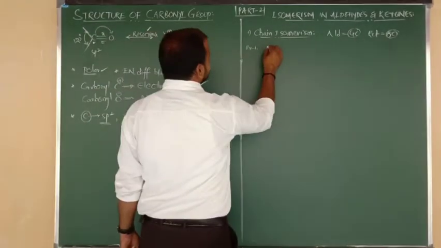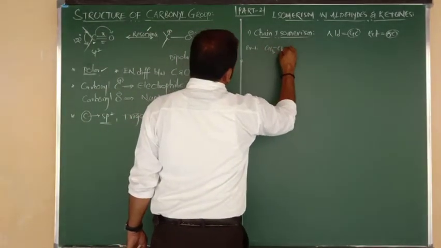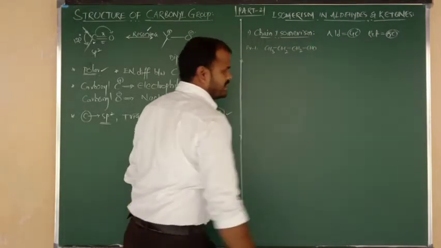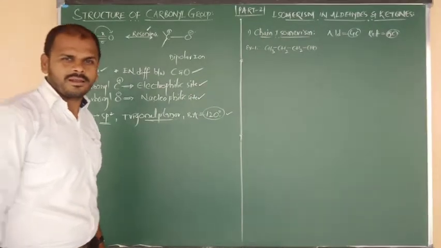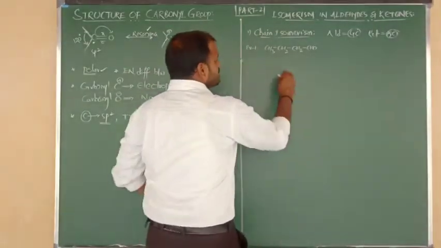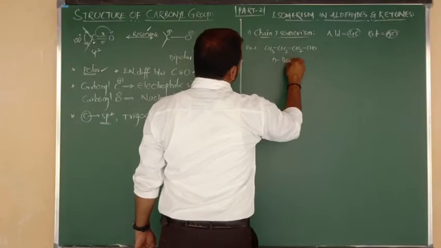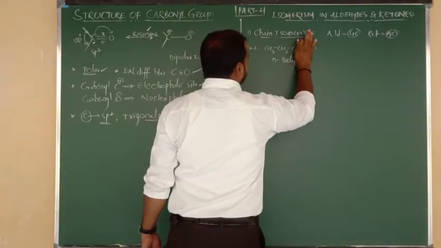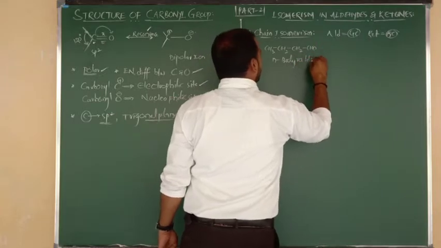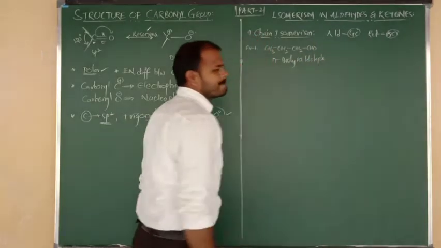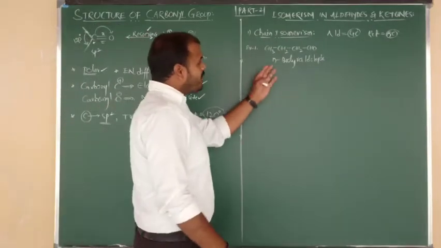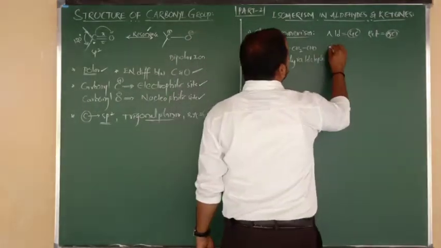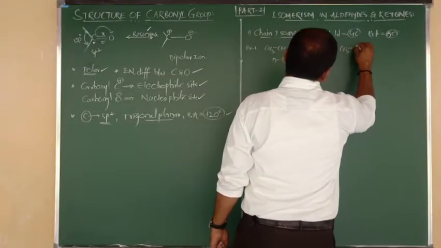So the example is CH3 bonded to CH2, again bonded to CH2, next CHO. It is a 4 carbon aldehyde, but this is in normal form, so the compound name is butanal, and also we can say n-butyraldehyde. Understood beta? Good.